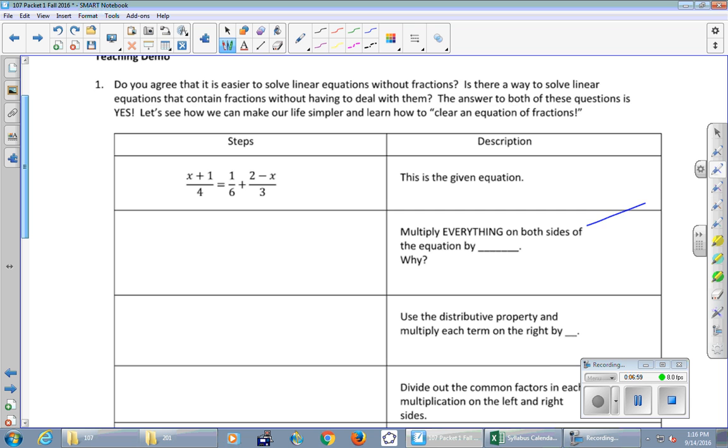So here's the equation. It's the same one that you guys had at the bottom of that page. x plus 1 over 4 equals 1 over 6 plus 2 minus x over 3. That's our start. Our technique here is going to be to multiply both sides of that equation by the same number. That's one of the few things we're allowed to do, right? You can multiply both sides by 7 or negative 53. As long as you do the same thing to both sides, you're good. But you don't want to pick 7 and you don't want to pick negative 53. You want to pick the ideal number, which is going to get rid of all the fractions.